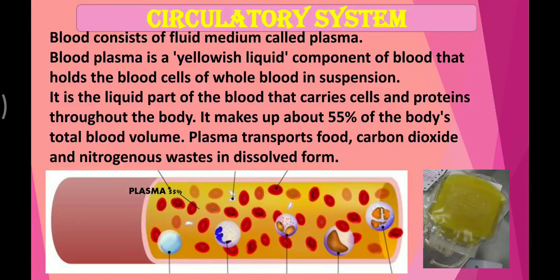Now let us study blood in detail. Blood consists of a fluid medium called plasma. Blood plasma is a yellowish liquid component of blood that holds the blood cells of whole blood in suspension. It keeps all the WBC, RBC, platelets and all the other material, food material, everything within itself. Plasma holds it all together. It is the liquid part of the blood that carries cells and proteins throughout the body. It makes up about 55% of the blood's total volume.